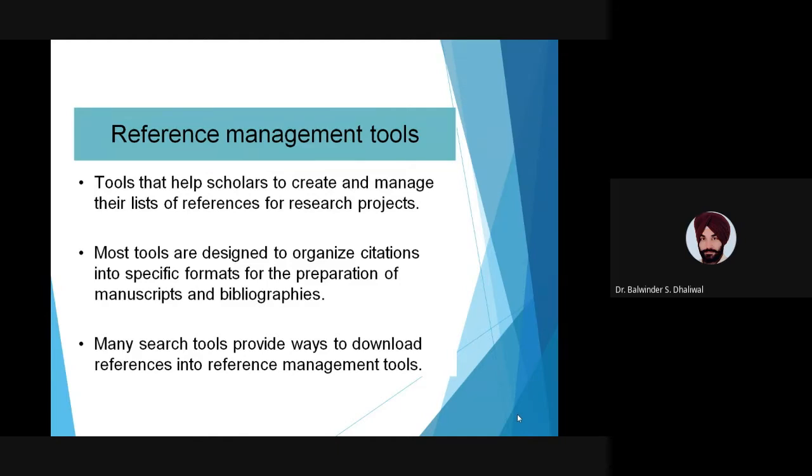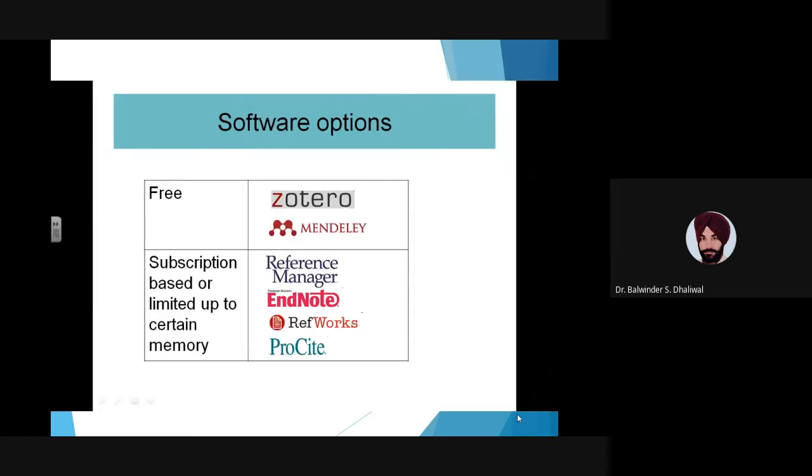And many such tools provide ways to download references into reference management tools. So the first step is to have the collection of those resources which we want to cite. The provision is there in many such tools to search those references directly through the management tool, and then directly they can be downloaded to make the collection. So these are some of the options which we can explore for our report writing or for our research.